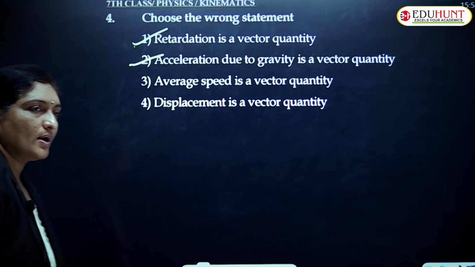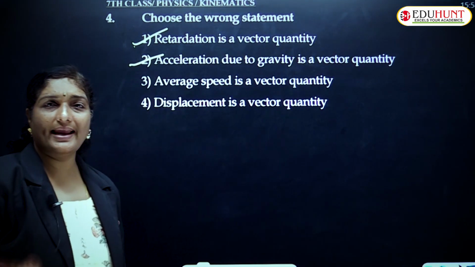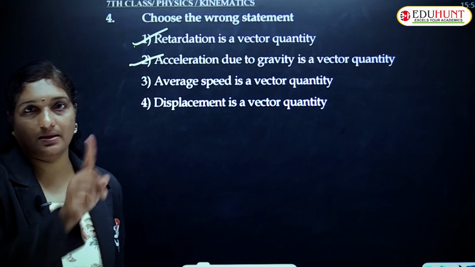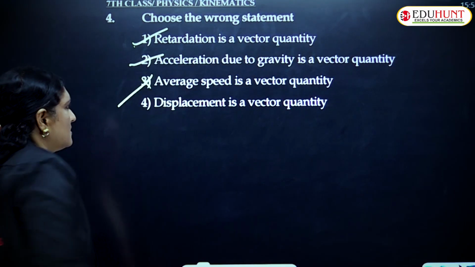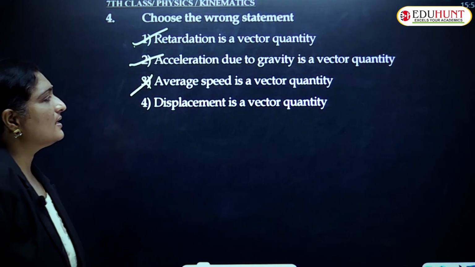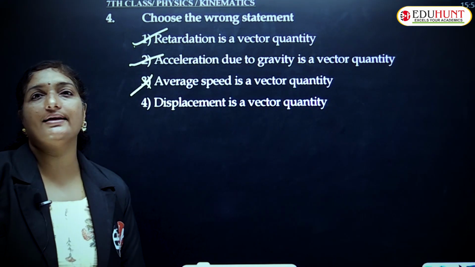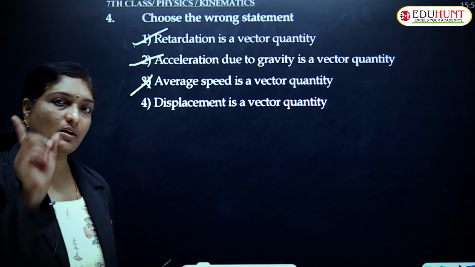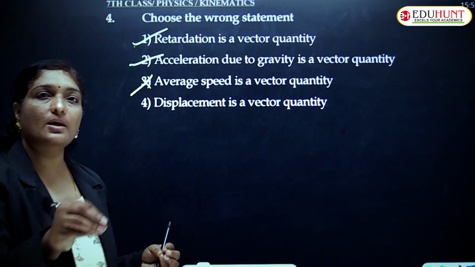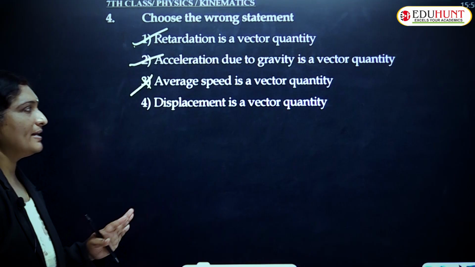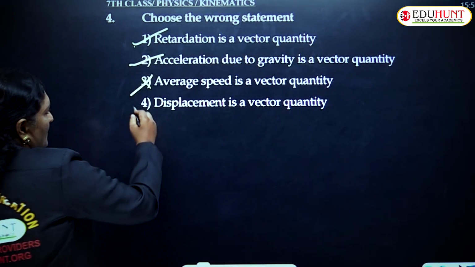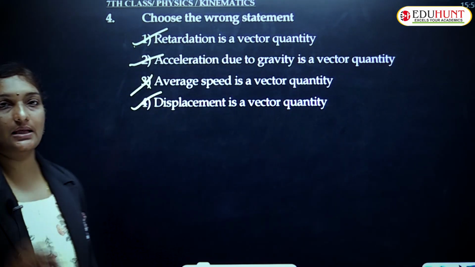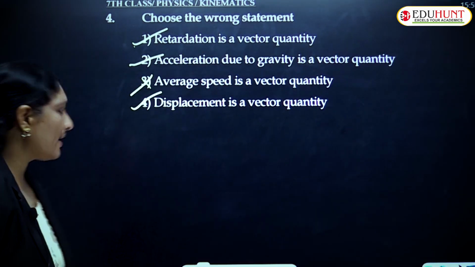Average speed is a vector quantity. Speed has only magnitude but no direction, so speed is a scalar quantity, not a vector quantity. This is a wrong statement. Next was: displacement is a vector quantity. Yes, children, in the previous concept you already studied that displacement is the shortest distance. Many paths are possible, but only one path, the line joining the initial position to the final position, is called displacement. So it has a unique direction. So displacement is a vector quantity. You are asked to find the wrong statement. So which among them is the wrong statement? The third option is the wrong statement. So, moving ahead.